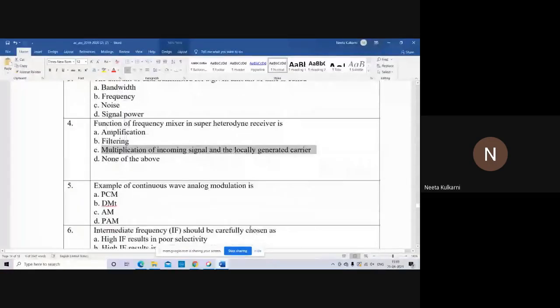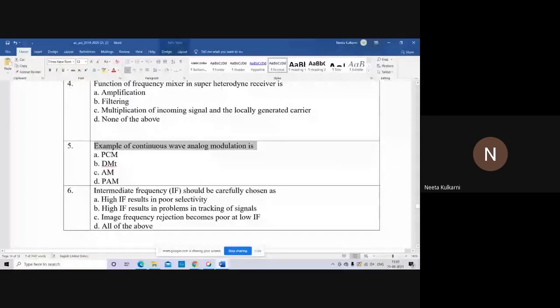That is the function of the frequency mixer. So here C is the correct answer, multiplication of incoming signal and locally generated carrier. Then next, an example of continuous wave analog modulation is: PCM, delta modulation, amplitude modulation, and pulse amplitude modulation. Is PCM an example of analog modulation? Analog modulation means both the carrier signal and the modulating signal must be in analog form. That is the meaning of analog modulation.